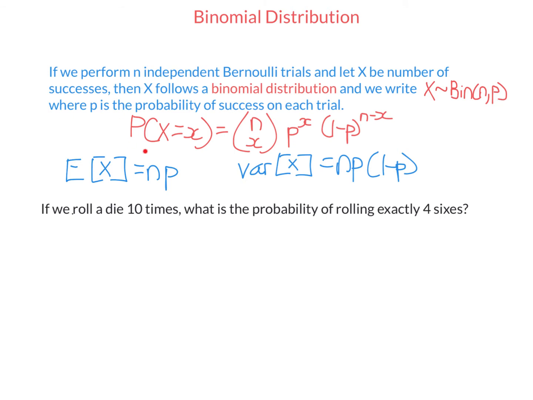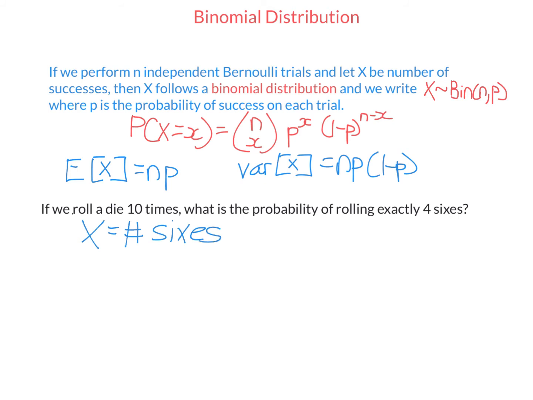So this is the formula we use to calculate the probability I get a certain number of successes from n Bernoulli trials, and there's also a formula for expected value and variance. Probably isn't making a lot of sense, so let's look at an example. So let's say again we roll a die. This time we're going to roll a die 10 times. So each time we roll the die is a Bernoulli trial. We're going to let X equal the number of 6s.